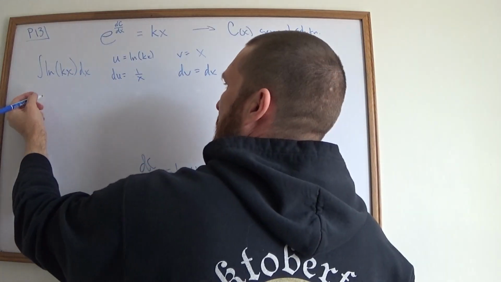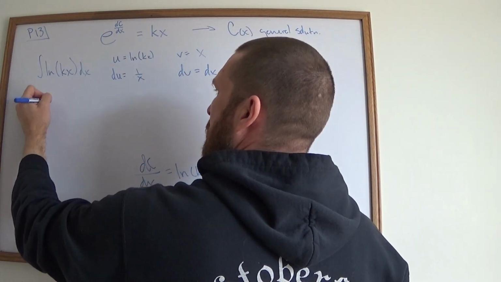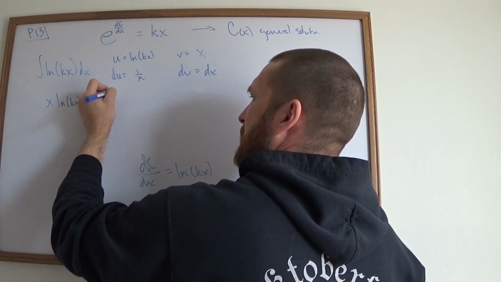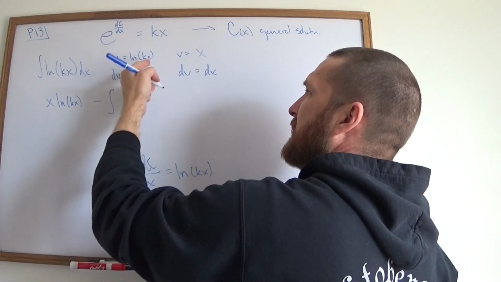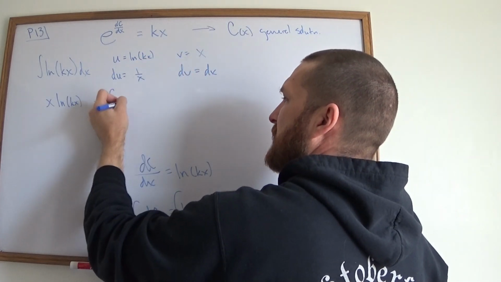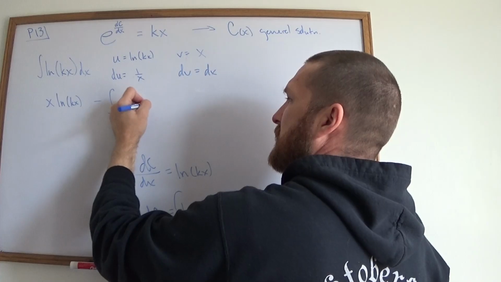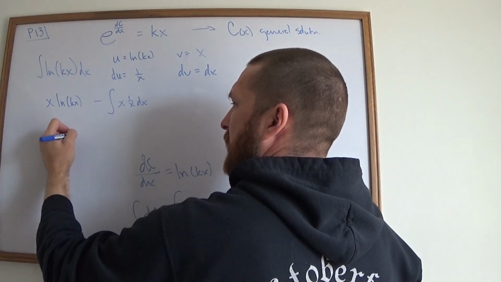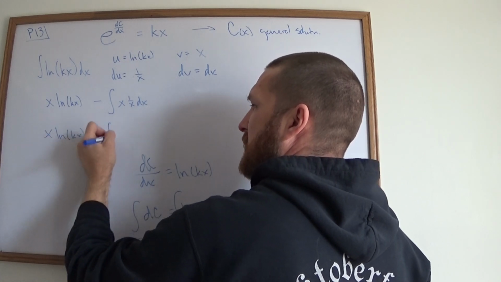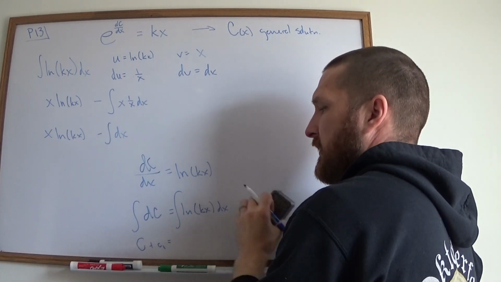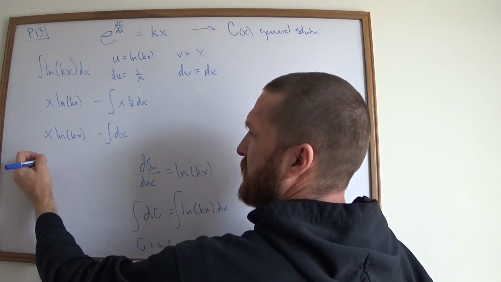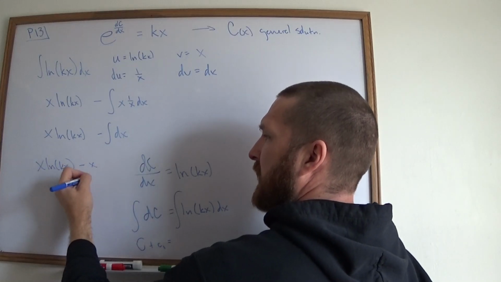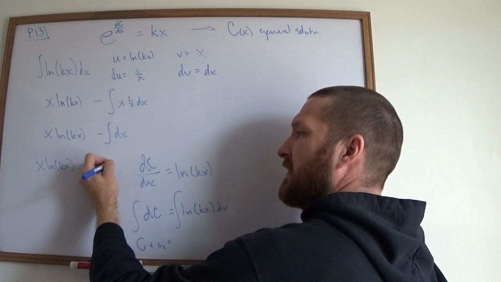Now, the integral of this is uv, so x log kx, minus the integral of v du. Okay, so the v is x, du is 1 over x dx. That's nice. x log kx minus the integral dx. The integral dx is just x, so x natural log kx minus x. And then we'll have plus a constant.